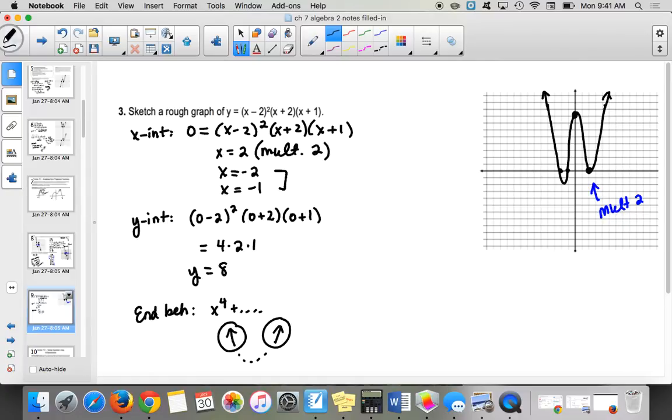Because they were these numbers right here. They were the x-intercepts. Oh, that makes sense. X-intercepts, like the ones that we talked about. Oh, wait, never mind. You see it?